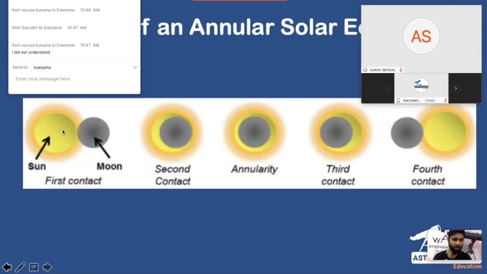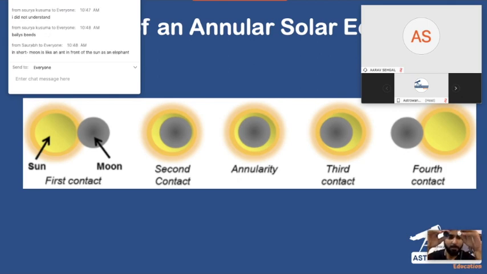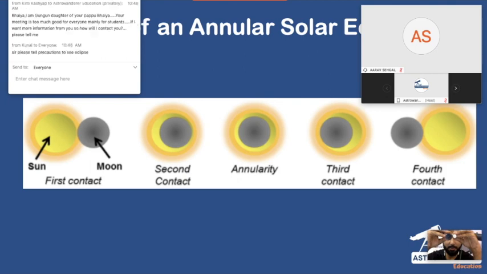Okay, let's talk about the contacts. Whenever two circular bodies are coming in front of each other, I have a marker and a laser pointer in front of you. Let's consider this marker to be the moon because it's smaller, and this laser pointer to be the sun because it's bigger. When these two bodies come closer to each other, there will be a point where their peripheries just touch each other, right? This point is called the first contact. What is it called? The first contact. Then slowly the body enters the other body, right?